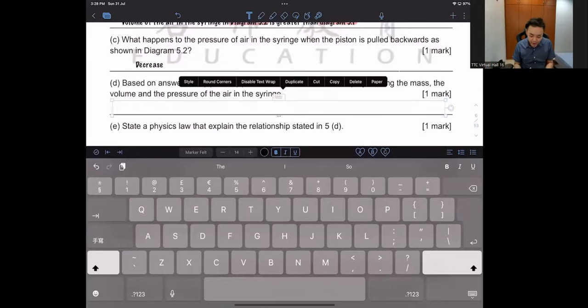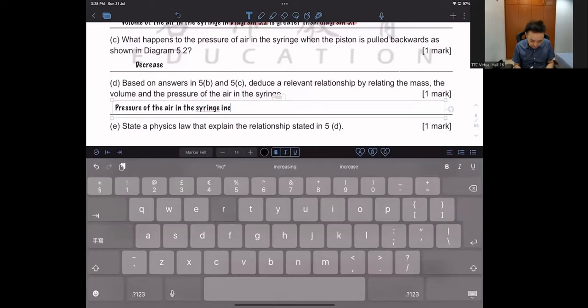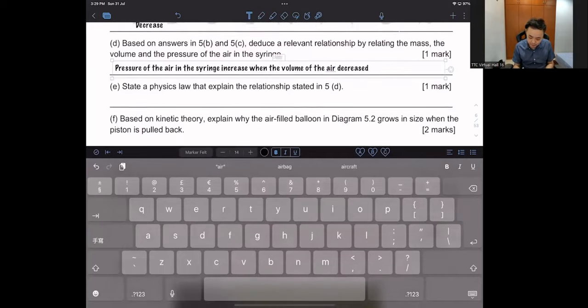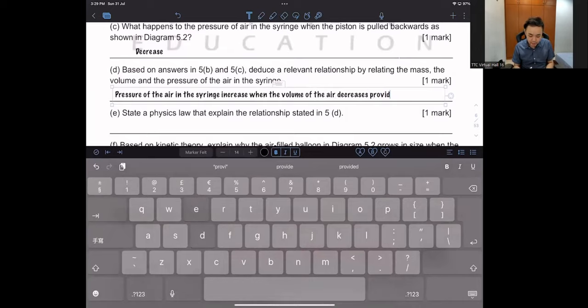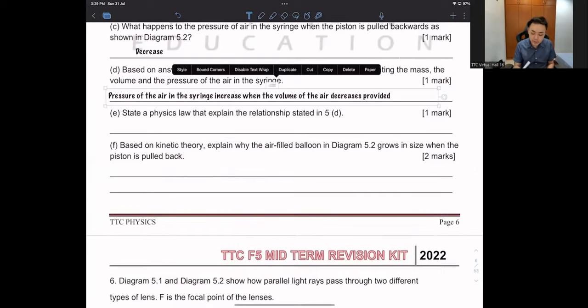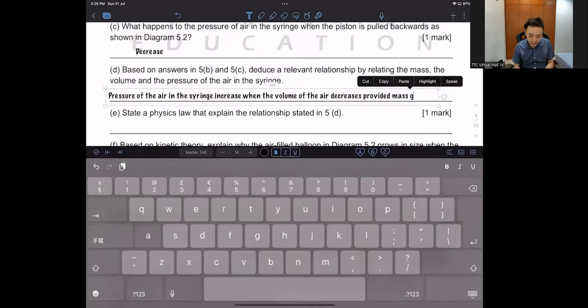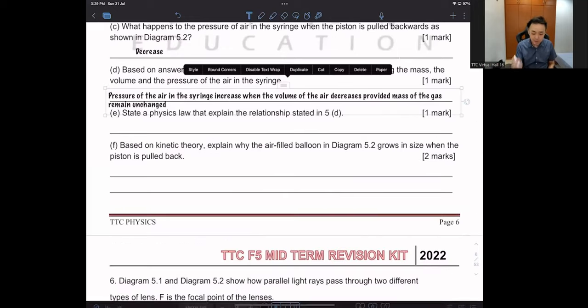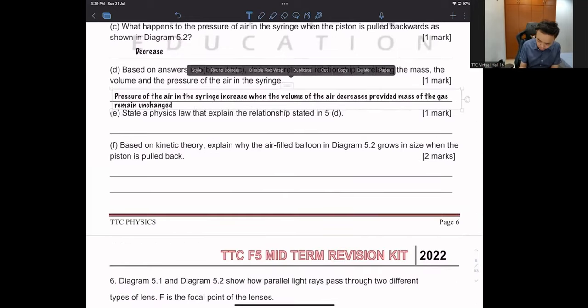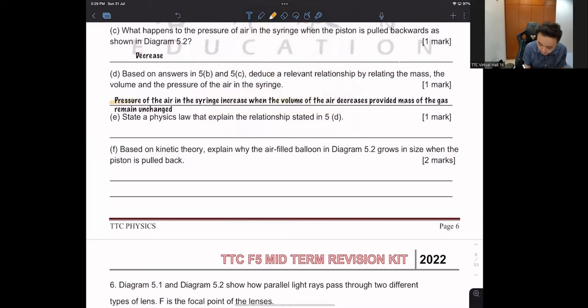Now here, what I will write is: pressure of the air in the syringe increases when the volume of the air decreases. Provided, one thing you need to mention about mass also: the mass of the gas remains unchanged, constant, or fixed, either word is up to you. But you need to mention it, because the question asks you to relate pressure, volume, and mass together. That's a point.